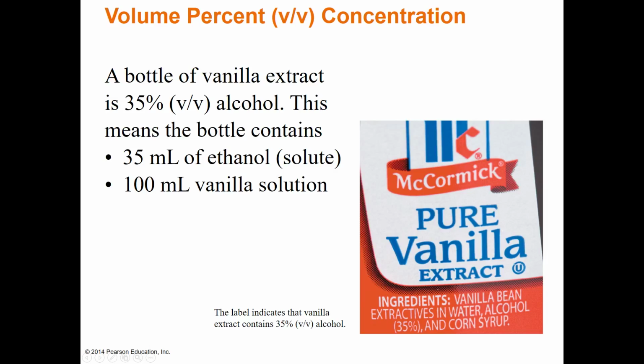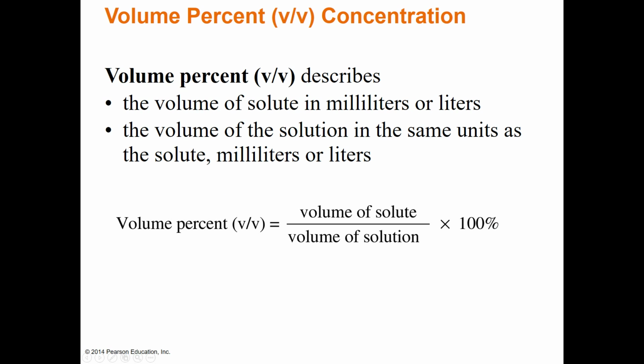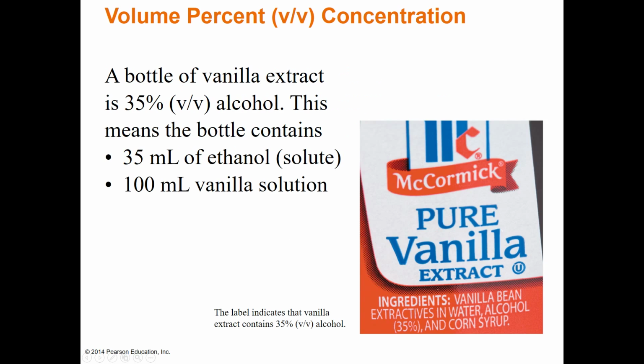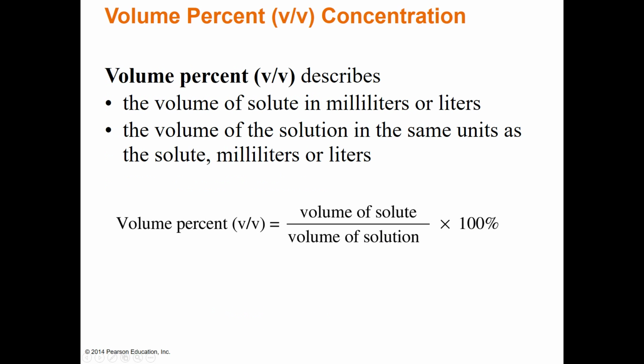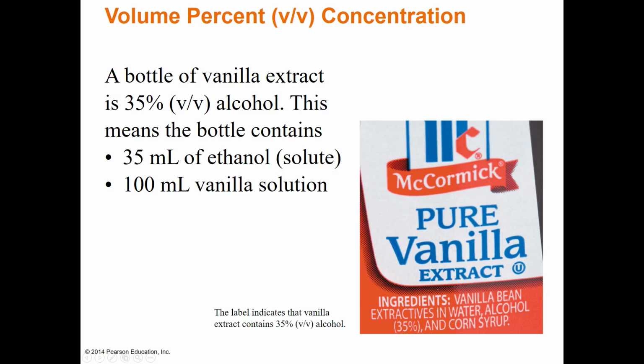So the 100 ml would include what? The 35 ml of the ethanol. And what? It's the volume of the solution, so it would contain the ethanol or the alcohol as well as the solution, the vanilla solution.